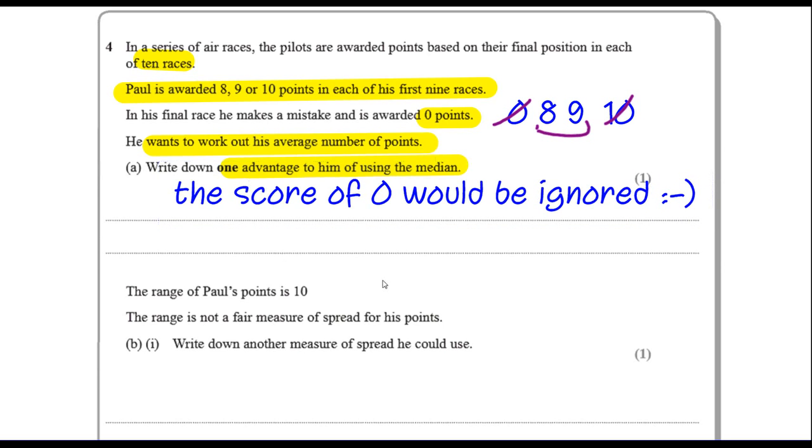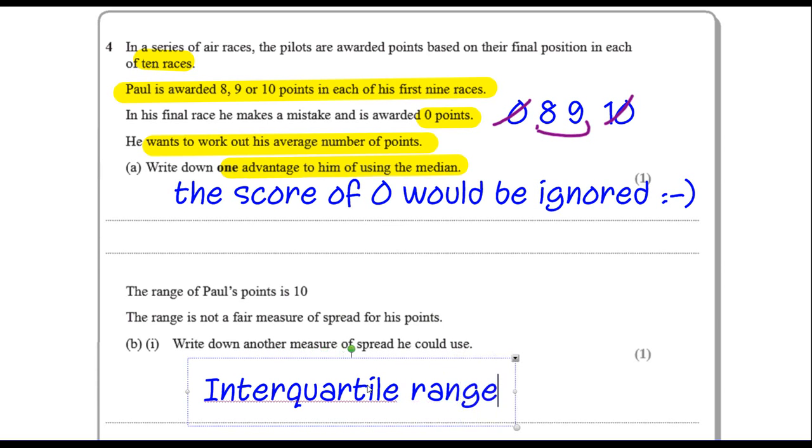The range of Paul's points is 10. The range is not a fair measure of spread for his points. Write down another measure of spread that he could use. Okay, well there's a couple of options for measures of spread. You can use the standard deviation or the interquartile range. Probably interquartile range will do the trick.